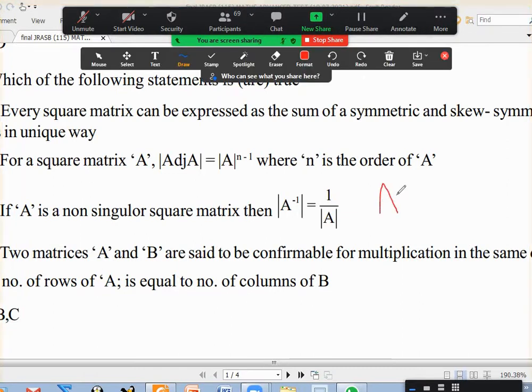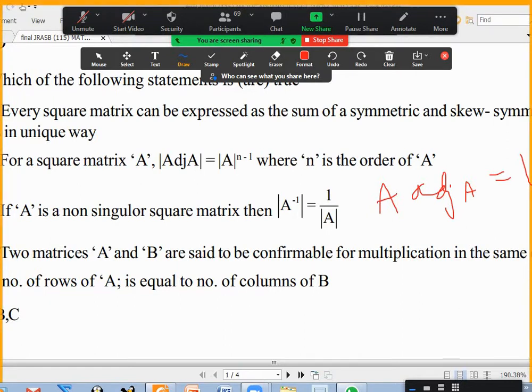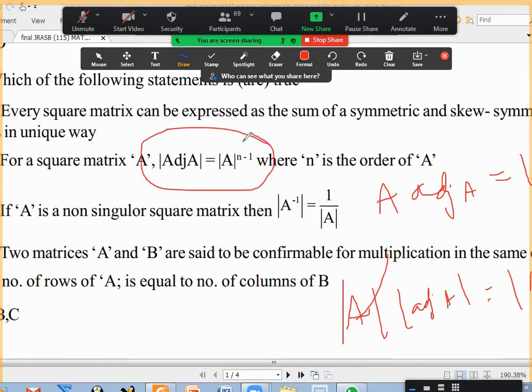You can see your notes that A into adjoint A is equal to det A into identity matrix. When I apply det on both sides, you will get det A into det of adjoint A is equal to det A power n. And now with this det A, when you cancel, the power will decrease by 1. That's how we get this. Is that okay?